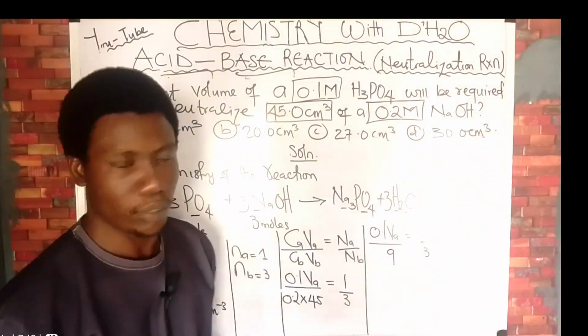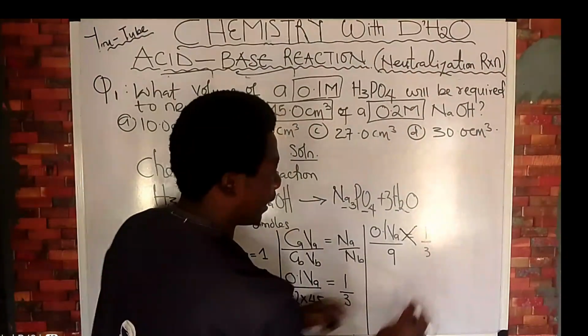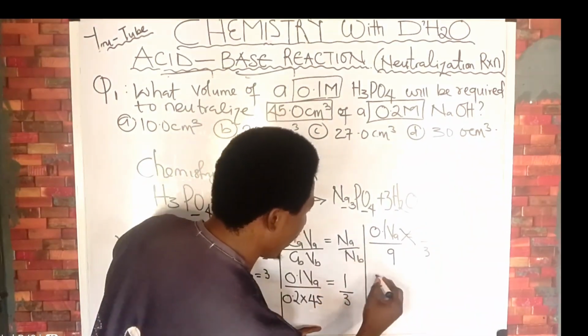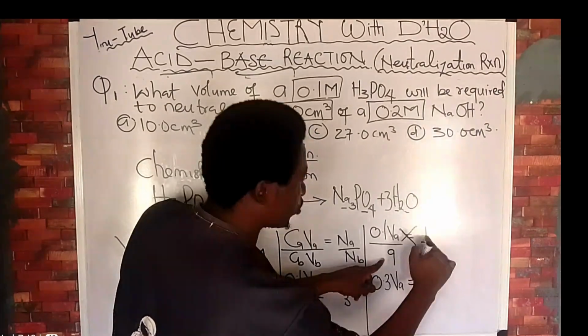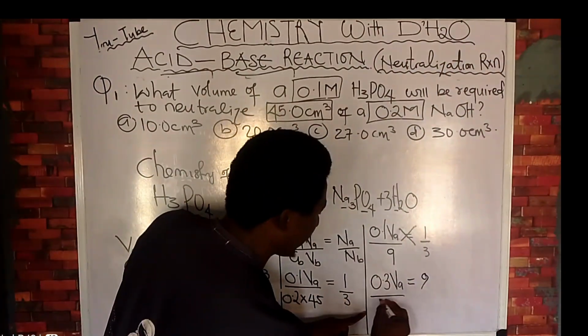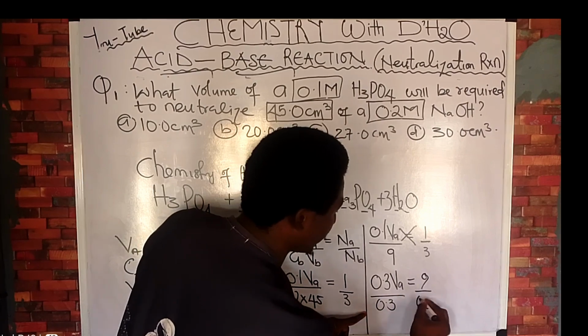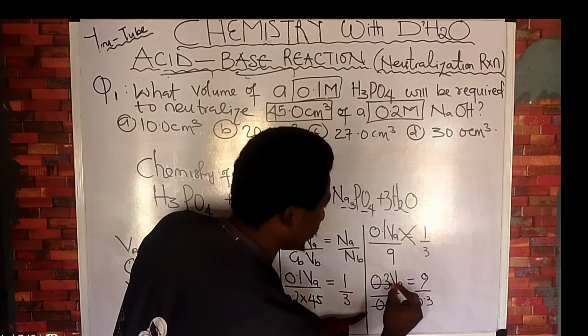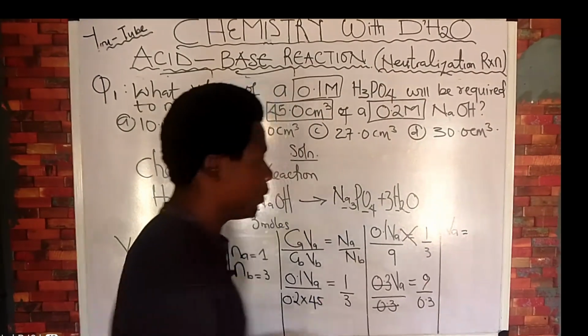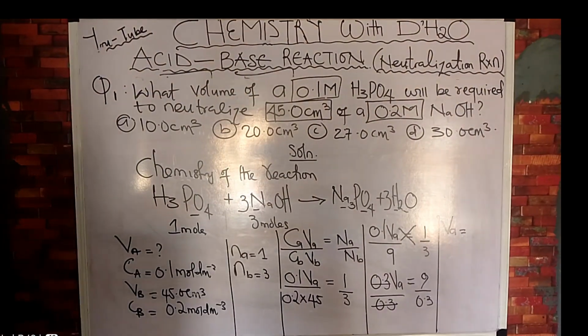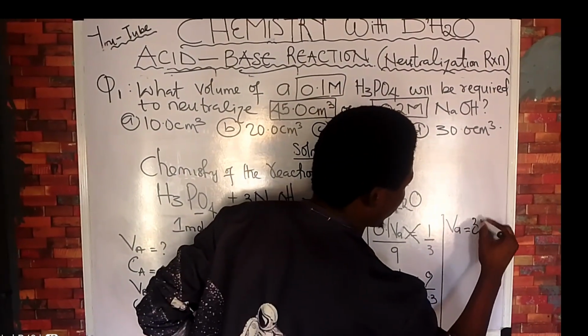So what do we do now? We cross multiply. If we cross multiply, we have 3 to multiply this, so you have 0.3 Va equals 9 to multiply this, you have 9. So we divide both sides by 0.3. This cancels this. Our Va, which is the volume of A, will be 9 over 0.3. So Va will give us 30.